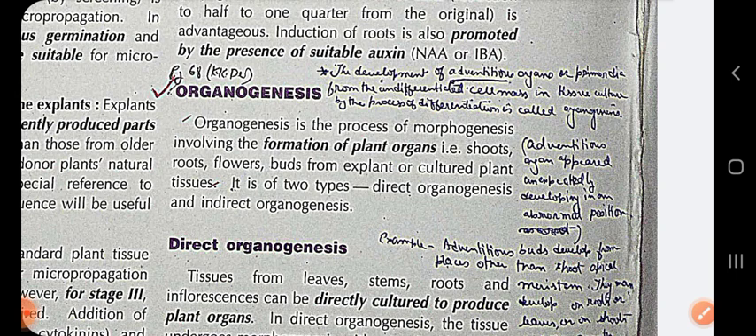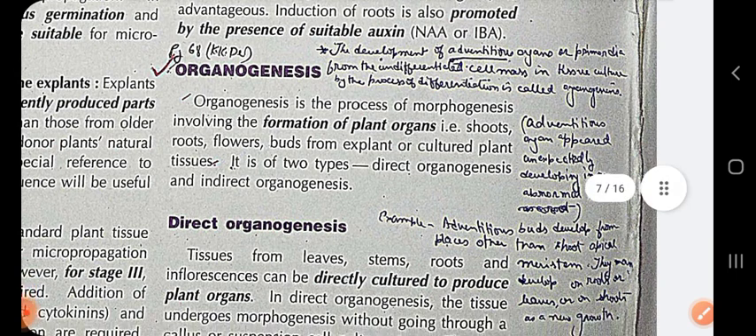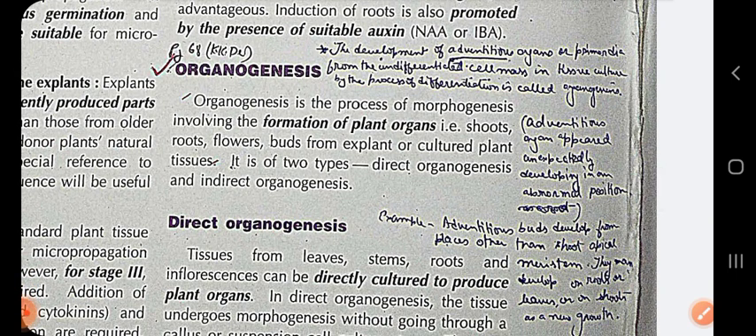Okay, so normally organogenesis is the development of adventitious organs, or you can say the primordia, from the undifferentiated cell mass in the tissue culture by the process of differentiation. Now, this organogenesis, as it says in this book, is a process of morphogenesis, a structural change that involves the formation of plant organs like root formation and flower buds from the explant or cultured tissues.